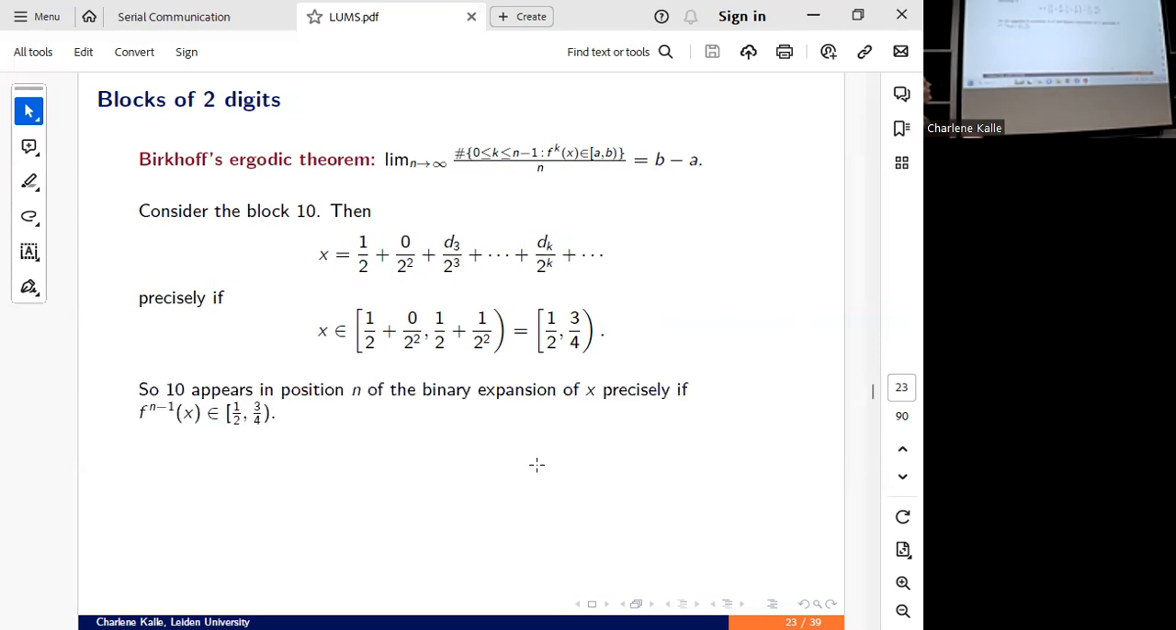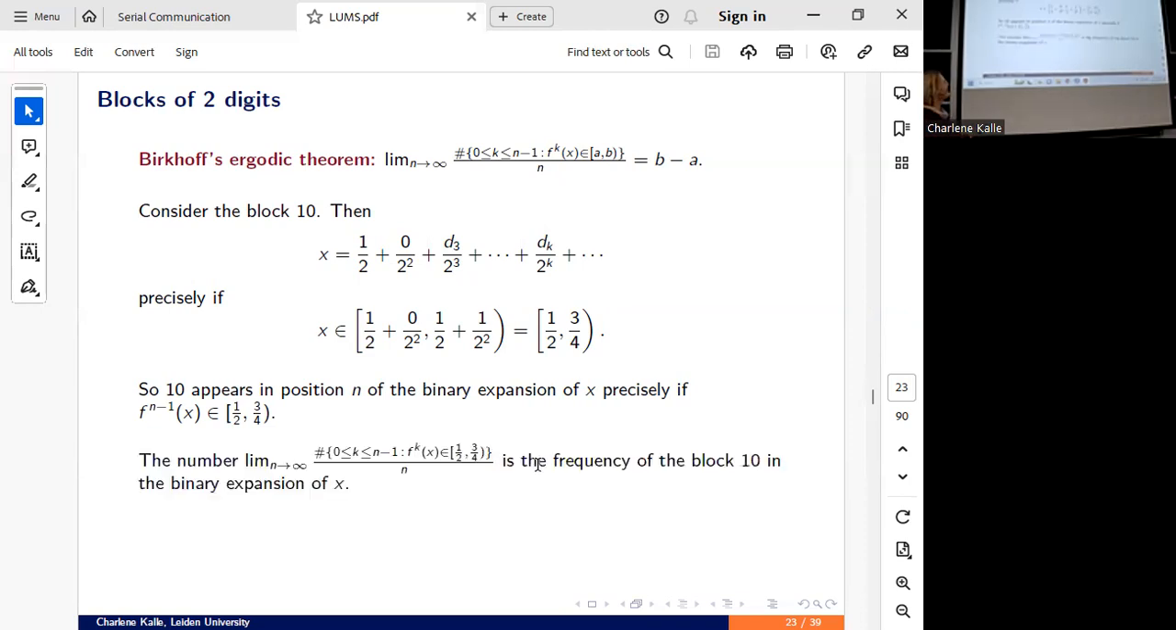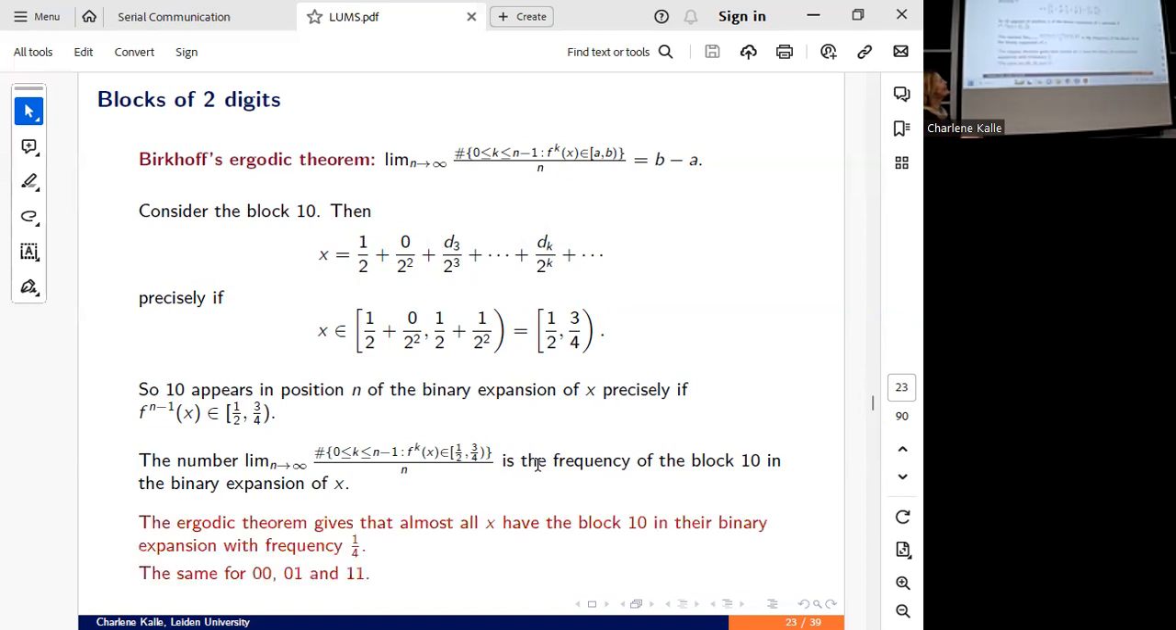And then the same holds for any n. So the block 1, 0 appears in the nth position of the binary expansion of x precisely if after n minus 1 iterations, the point x lies in the same interval. And now we do the same thing. So this number will be the frequency of the block 1, 0 here. So I've replaced the interval from 0 to a half by this interval here. And this has length 1 over 4. So by the ergodic theorem, this gives that almost all x have the block 1, 0 in the binary expansion with frequency 1 over 4. And we can do exactly the same trick for all the other blocks of length 2. And then if we can do it for blocks of length 2, we can do it for any length.